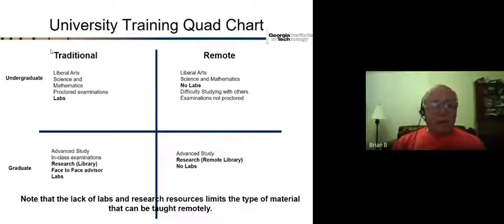Face-to-face, that's nice when you can get it. And then, of course, the labs. Remote, again, the issue is no labs. And research, you have to do it remotely. It's so nice to be able to walk into a library, walk up to the desk, and talk to the librarian. It's doable remotely, and I've done it, but it's much more difficult.